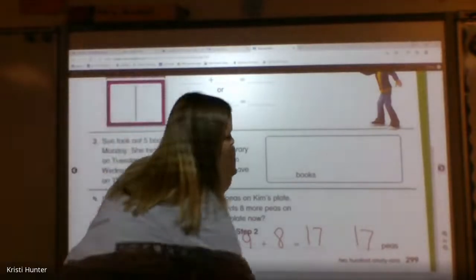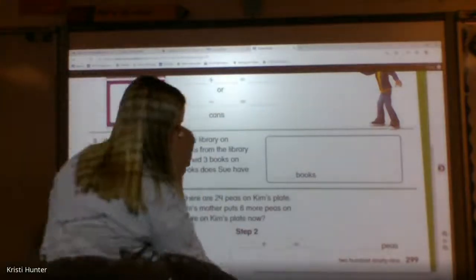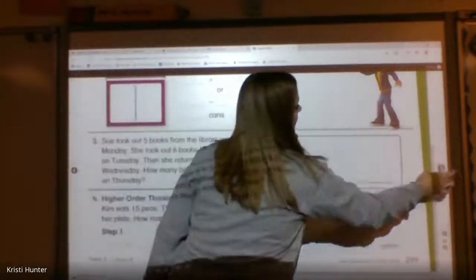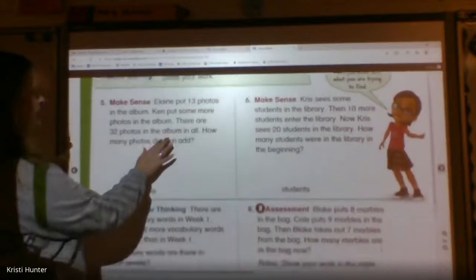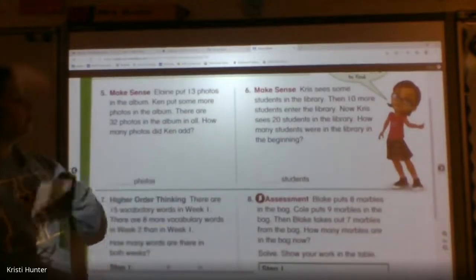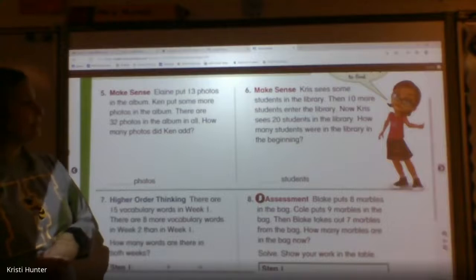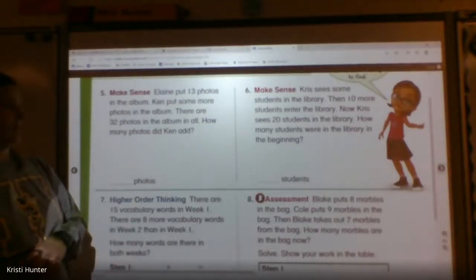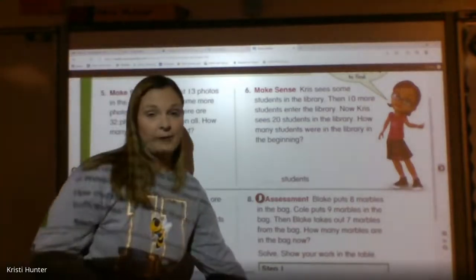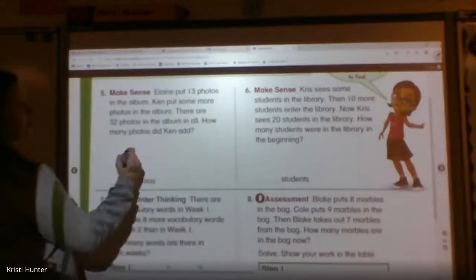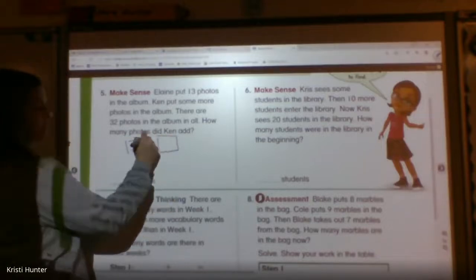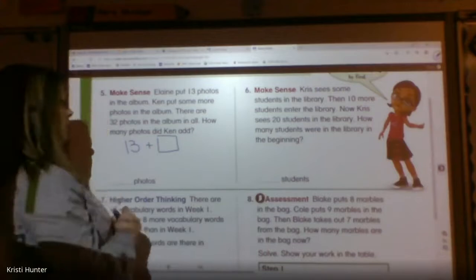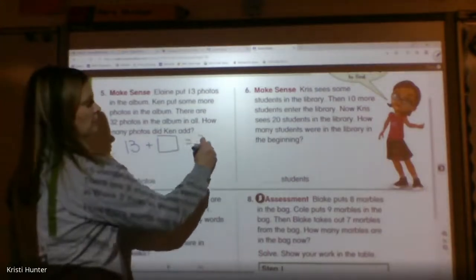Okay, let's look at just a couple more of these 2 and 1-step problems here before you work on your own. Okay, how about this one? Elaine put 13 photos in the album. Ken put some more photos in the album. There are 32 photos in the album in all. So let's think about this problem. So it says she put 13 photos. Ken put some more, but it didn't tell me what Ken put, so I'm just going to put a box there for some more. And now there are 32 photos in the album.